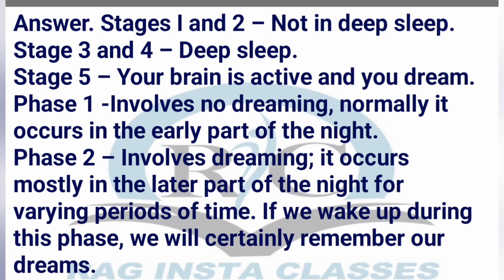Stages 1 and 2 are not deep sleep. Stages 3 and 4 are deep sleep. Stage 5, your brain is active and you dream. Phase 1 involves no dreaming, normally it occurs in the early part of the night. Phase 2 involves dreaming. It occurs mostly in the later part of the night for varying periods of time. If we wake up during this phase, we will certainly remember our dreams.